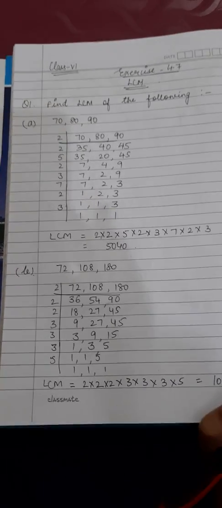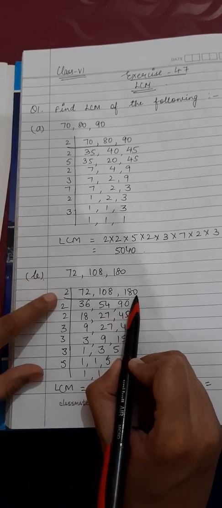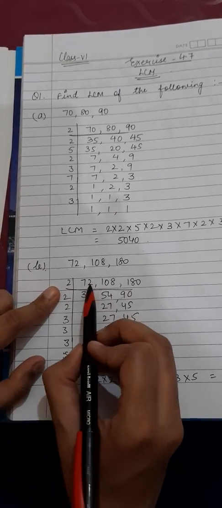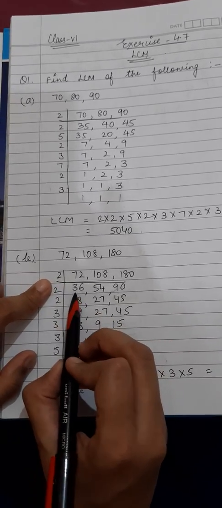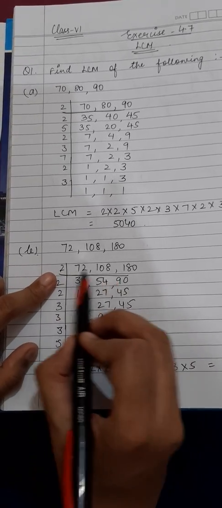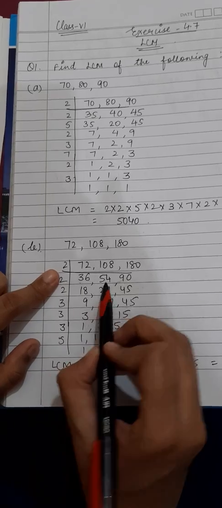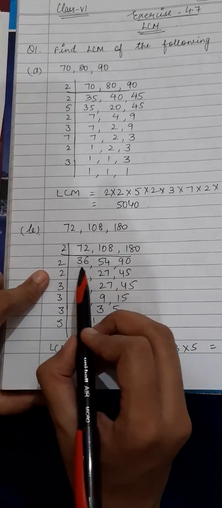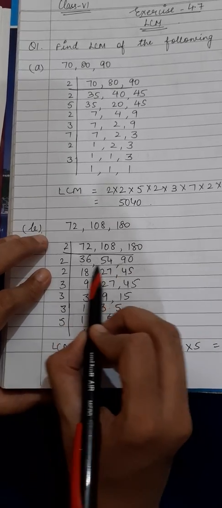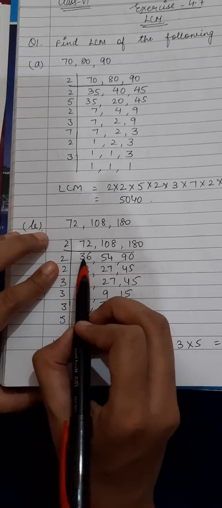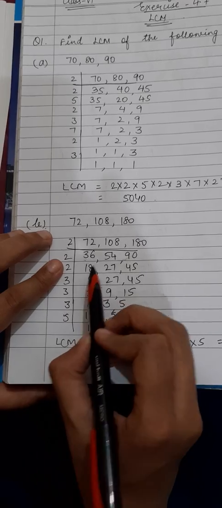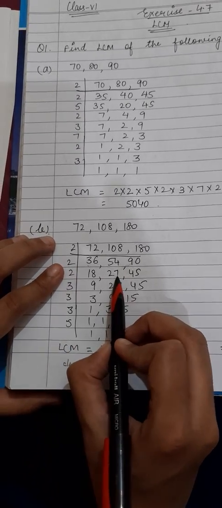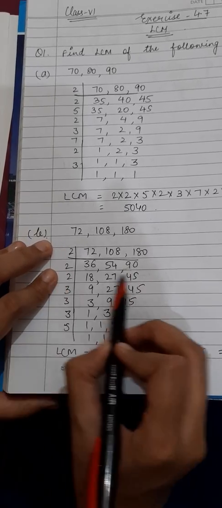Again in the B part you can see 72, 108 and 180. All these numbers are divisible by 2. So divide 72 by 2, you will see it goes to 36. Divide 108 by 2, you will see it goes to 54. 180 you divide by 2, you will get 90. Now again all these numbers are divisible by 2. So 36 goes on the table of 2 to 18, 54 goes to 27, and 90 goes to 45.